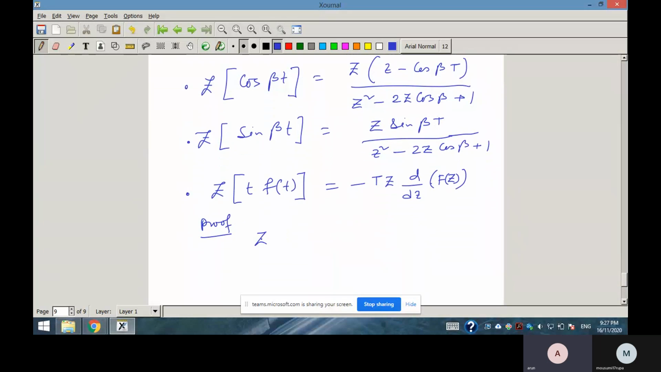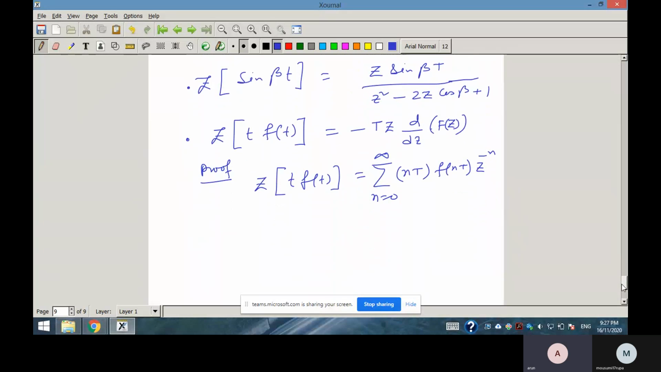So what is the Z transform of t into ft? t into ft will be summation of n equal to 0 to infinity, t equal to nT, we will just put, then nT into f of nT into z to the power minus n. So this is equal to what? Now suppose I want to write the Z transform of t into ft like this.